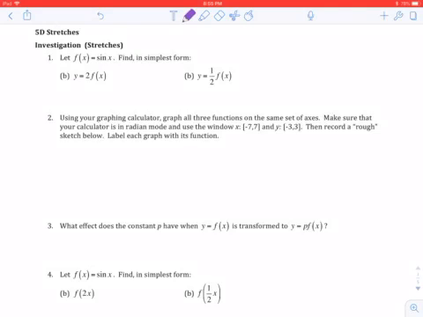So find in simplest form y equals 2 times f of x, which of course means plug this in for f of x. So it's 2 times the sine of x, right? Or just 2 sine x. And in this one, it's 1/2 times the sine of x, right? Again, we put the sine of x in there.